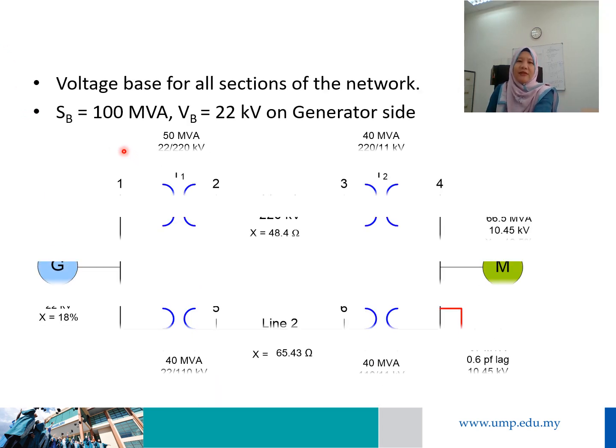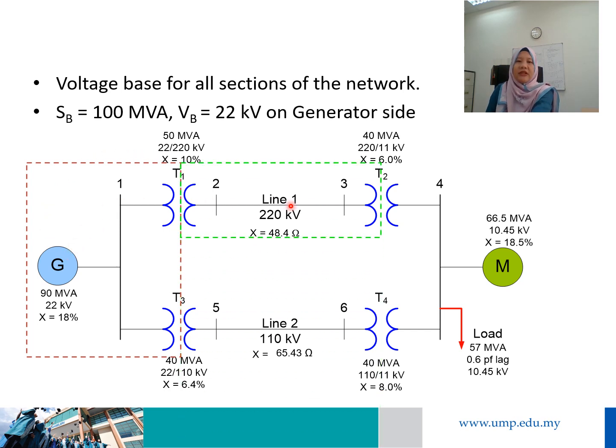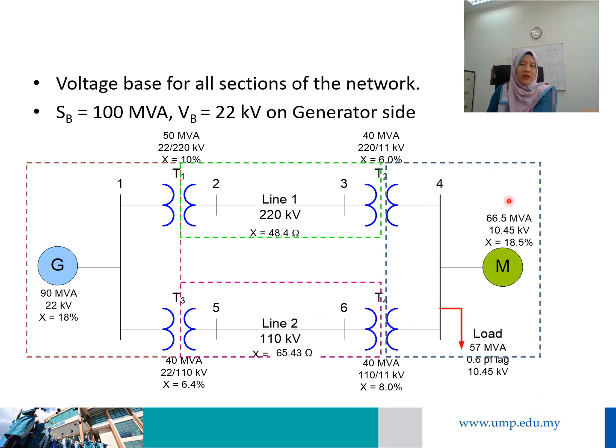The first procedure for per unit calculation is to determine the different regions. Given base power equal to 100 MVA and the base voltage equal to 22 kV on the generator side, for this case we have region number 1, region number 2, region number 3, and region number 4. Now we need to find the base voltage for all regions of the power system network.